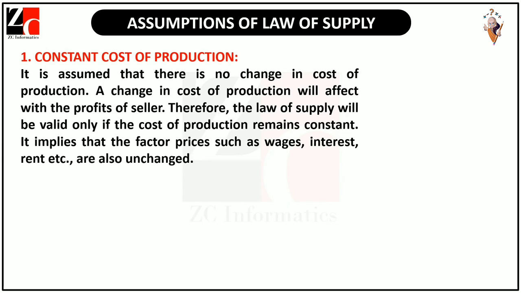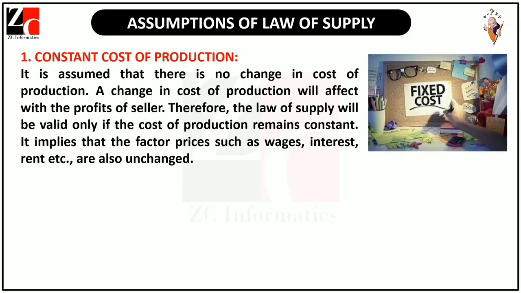If the cost of production rises, producer's profit margin decreases. In such case, supply may decrease at constant price. Similarly, if the cost of production falls, producer's profit margin increases. In such case, supply may increase at a constant price.